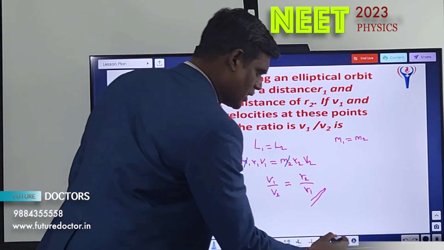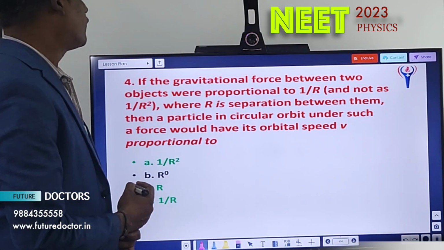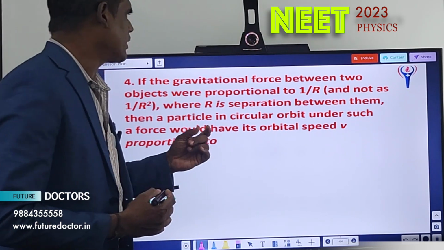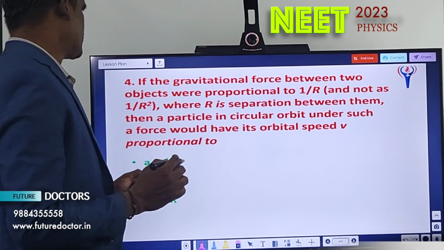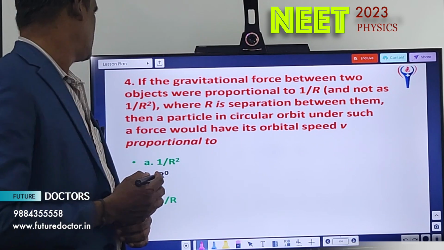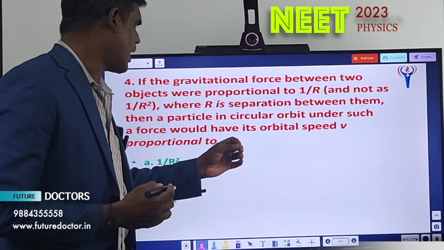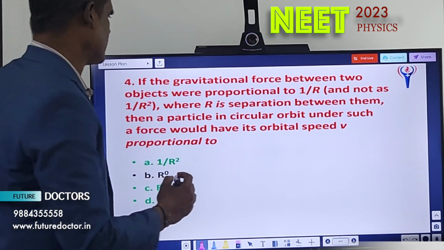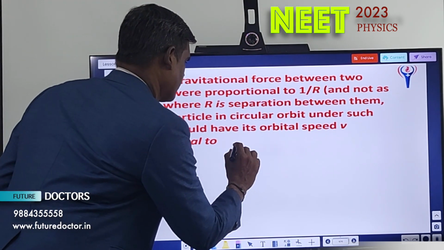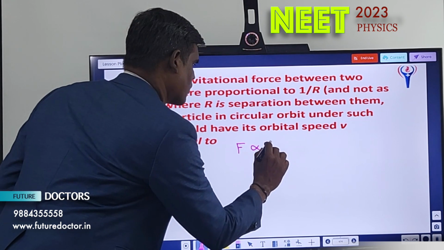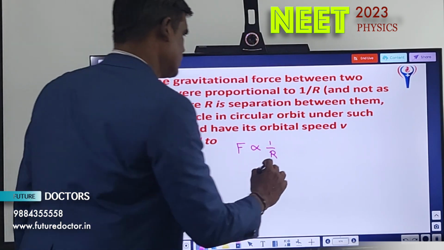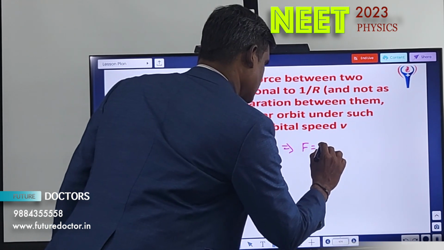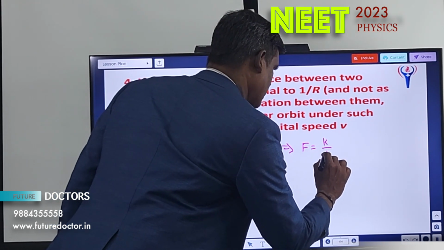Let's move to question number 4. If the gravitational force between two objects were proportional to 1 by r, where r is the separation between them, then a particle in circular orbit under such a force would have its orbital speed v proportional to dash. As per the formula, F is inversely proportional to r, or F equals k by r, some constant.